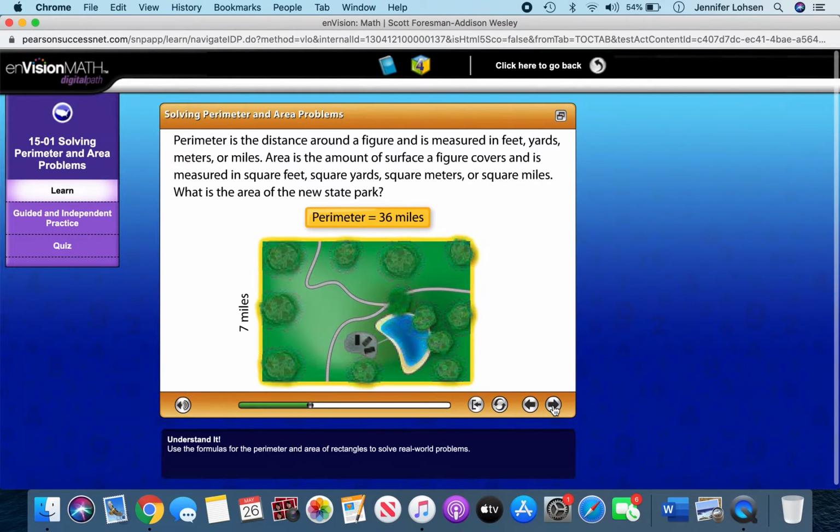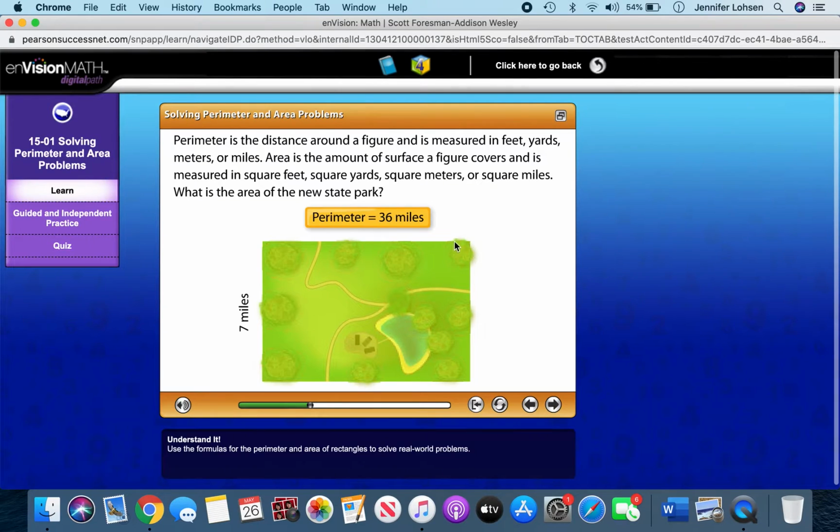Perimeter is the distance around a figure and is measured in feet, yards, meters, or miles. Area is the amount of surface a figure covers and is measured in square feet, square yards, square meters, or square miles. What is the area of the new state park?